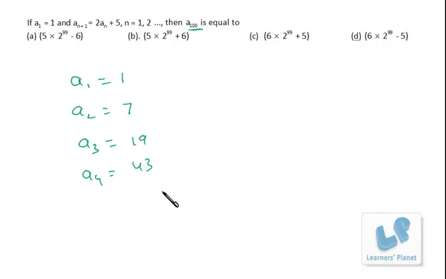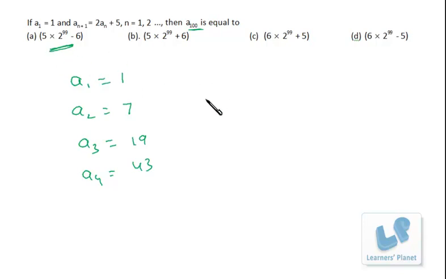Now after this, we will go by option. Okay, now let's do it from option A. Suppose this is the value of A100. If A100 is there, then there is 2 raised to 99. So in that case, we try to find out the value of A2.